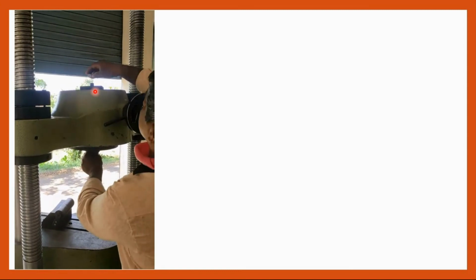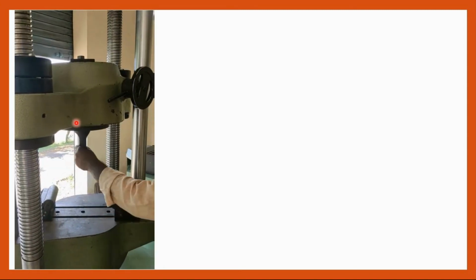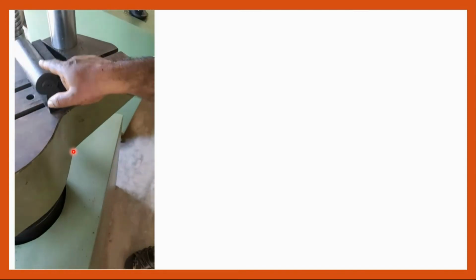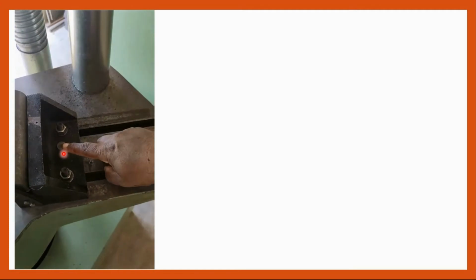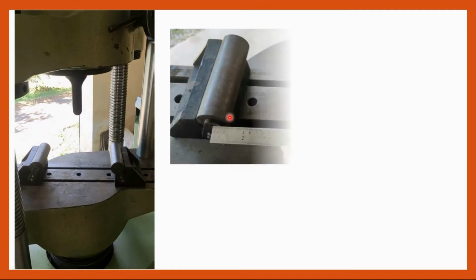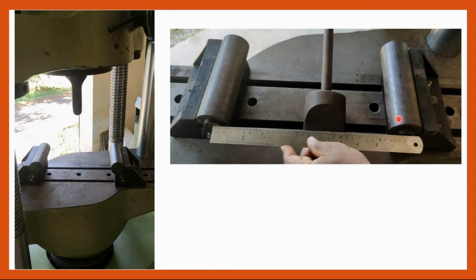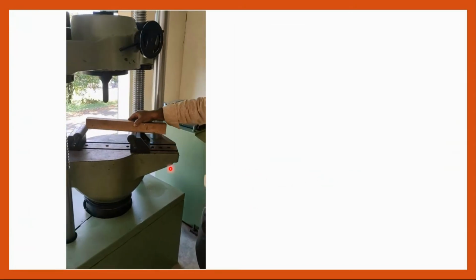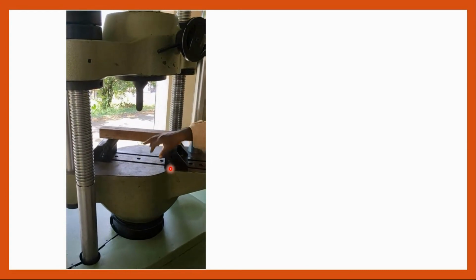Tighten it properly. Then fix the supports in the lower table at the location of the third point on both sides. Then measure the distance between the two supports using the scale. We got length equal to 300 mm, nothing but 30 centimeters. After that, place the specimen above the supports.